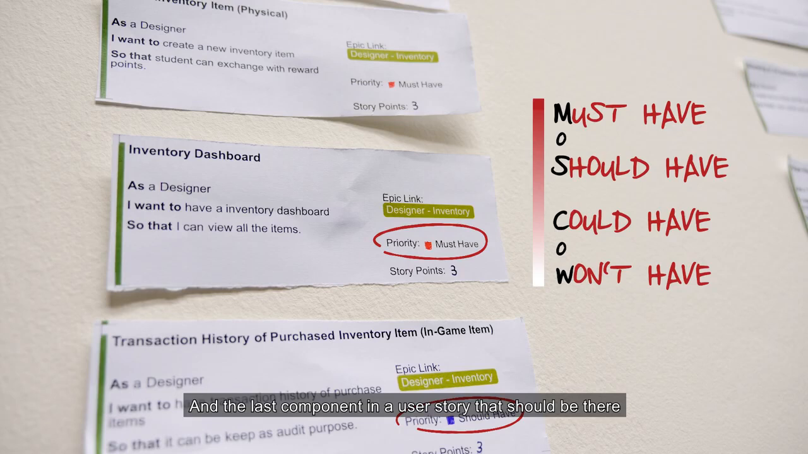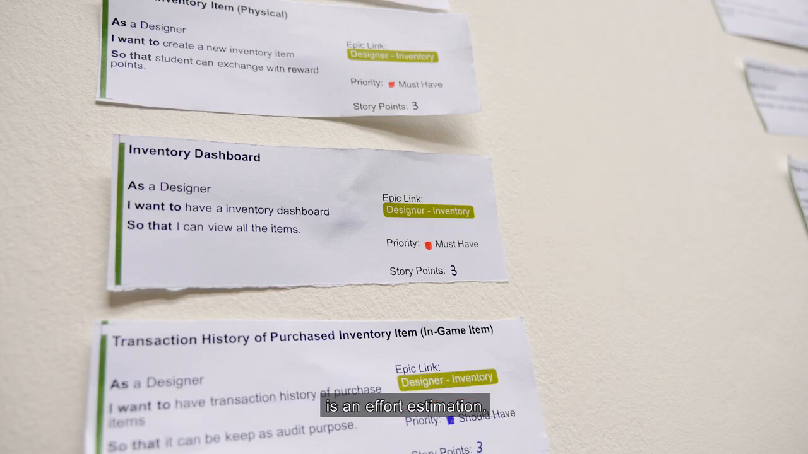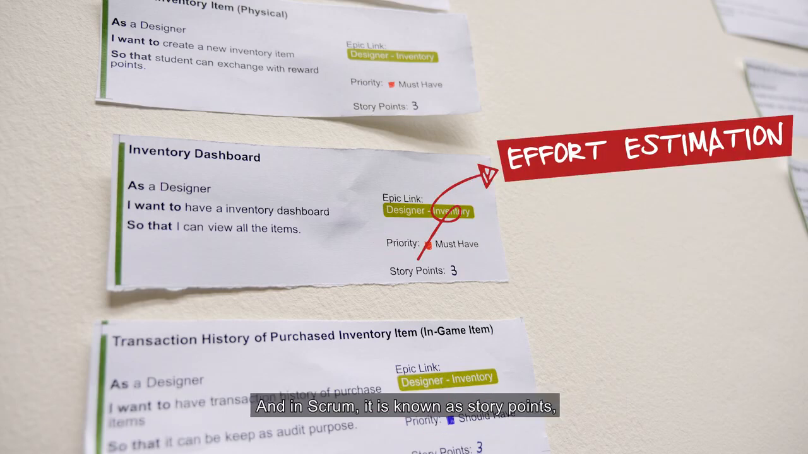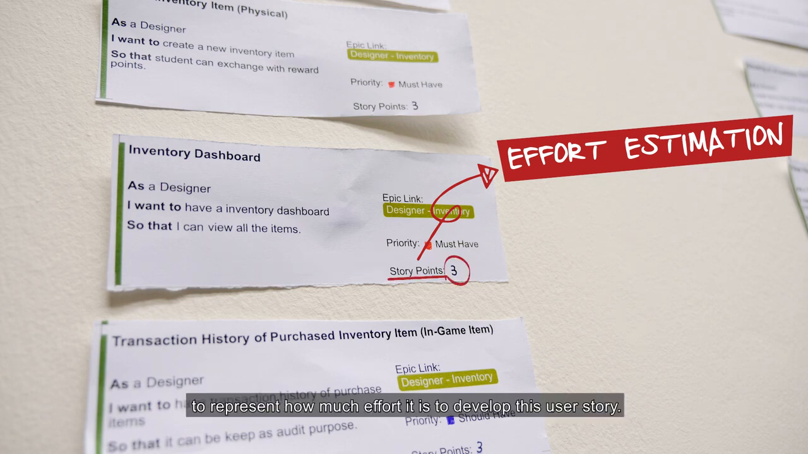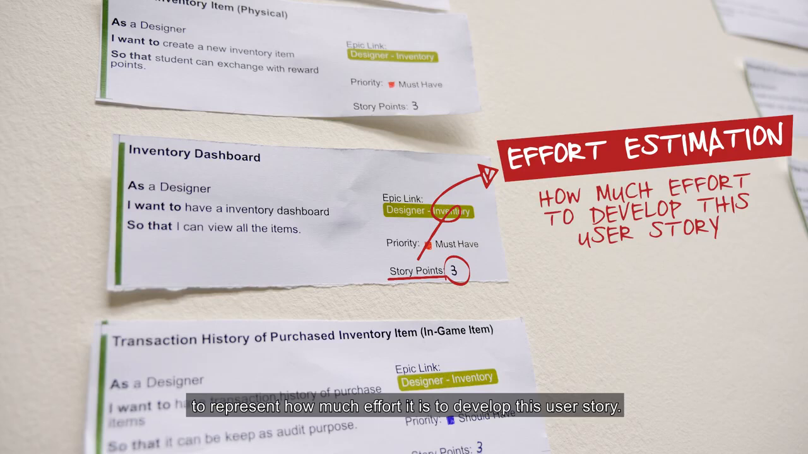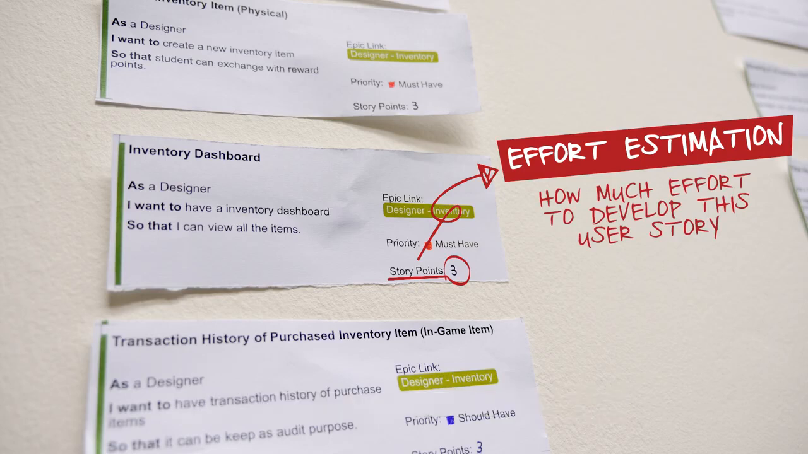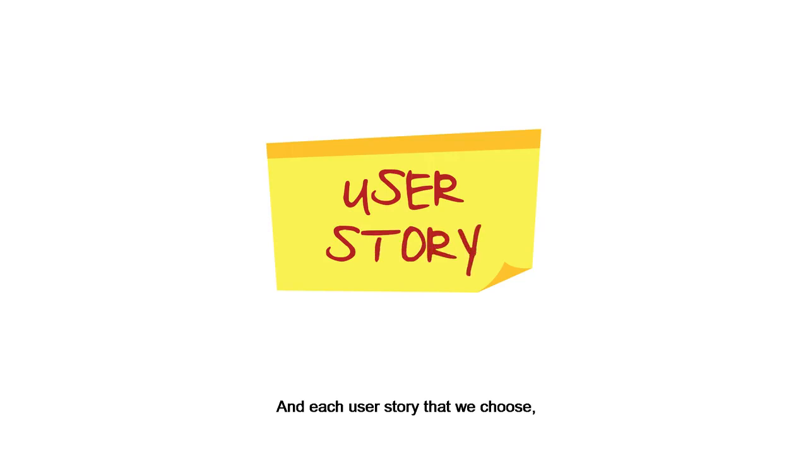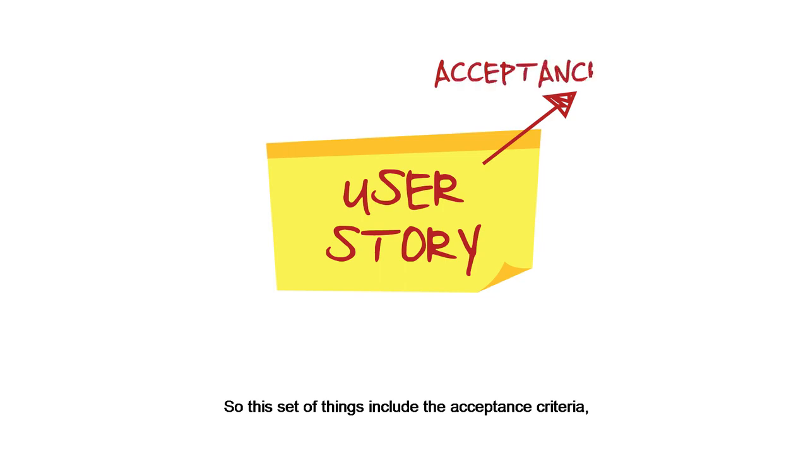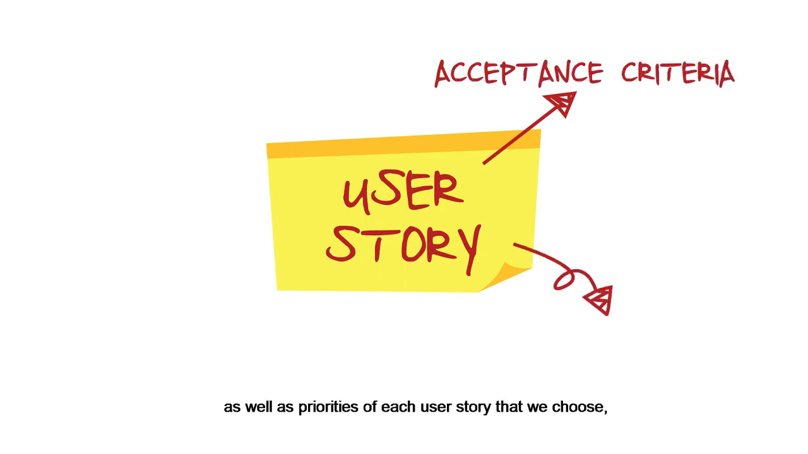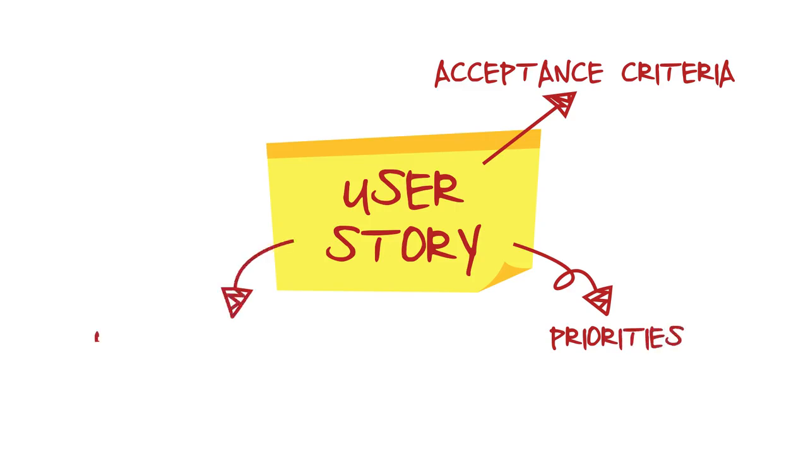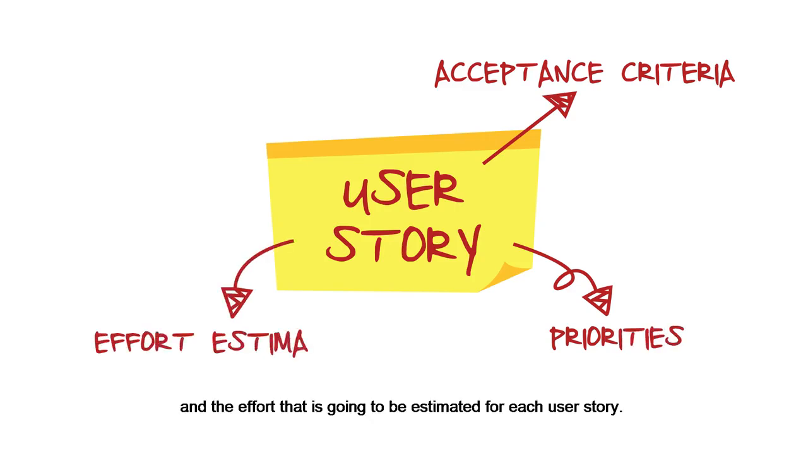And the last component in a user story that should be there is an effort estimation. In Scrum, it is known as story points, which is basically a numerical value to represent how much effort it is to develop this user story. And for each user story that we choose, we need to determine a set of things to be confirmed into the sprint. This set of things includes the acceptance criteria, as well as the priorities of each user story that we choose, and the effort that is going to be estimated for each user story.